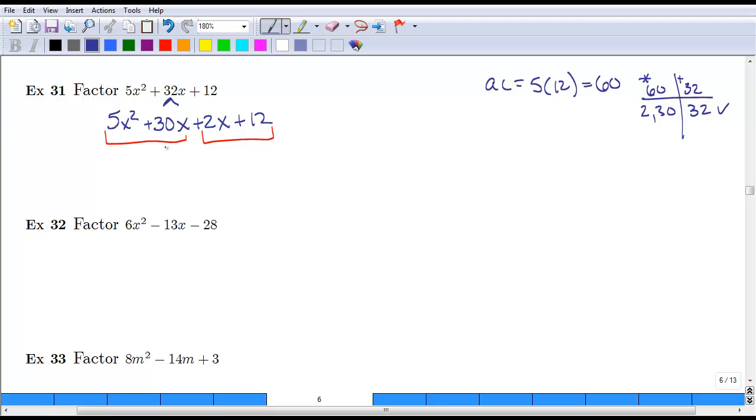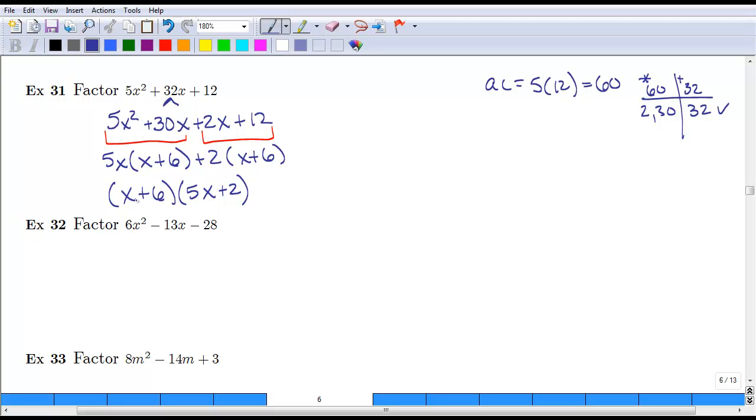If you group the first two, in common they have a 5x, and you are left with x plus 6. For the second two, they have a 2 in common, and you are left with x plus 6. This should end up being the same term. If not, go back and check to make sure that you did everything correctly. So last step of factoring by grouping is x plus 6, taking that common term, and then keeping the remaining pieces, 5x plus 2.